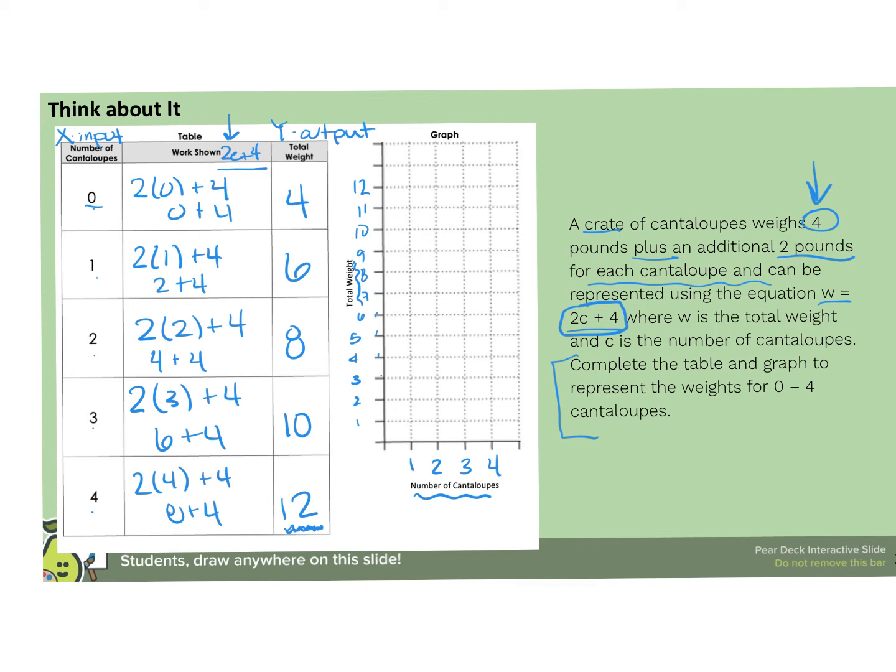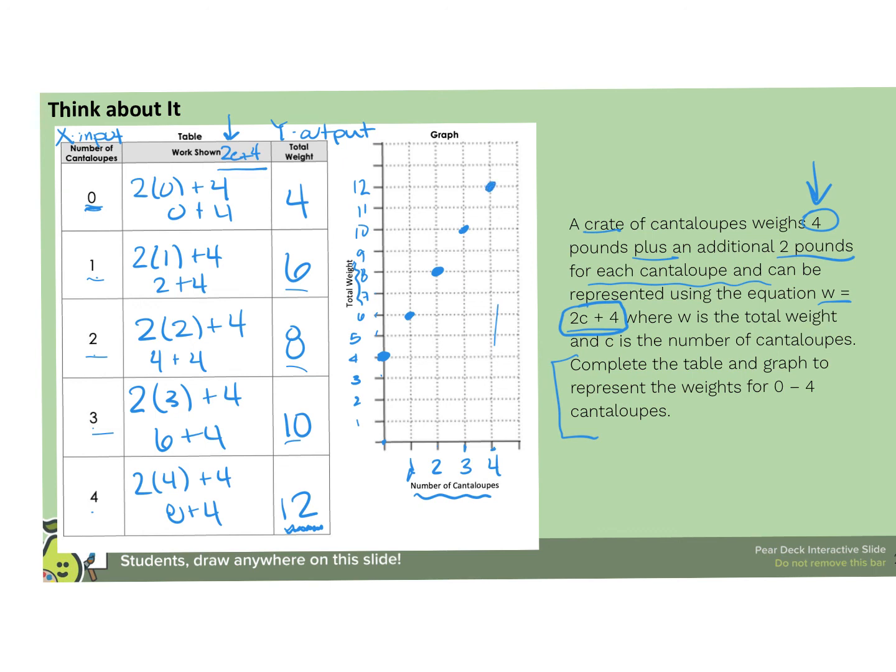So now we're going to graph this. So when I have 0 cantaloupes, my weight is 4. So I go 0, 4, and put a point. So that ordered pair is 0, 4. These X's and Y's are giving you ordered pairs. Okay, so when I have 1 cantaloupe, it weighs 6 pounds. When I have 2 cantaloupes, it's 8 pounds. 3 cantaloupes, starting here, is 10. And 4, starting here, is 12.